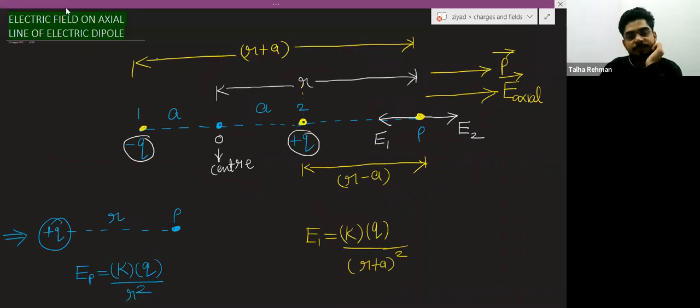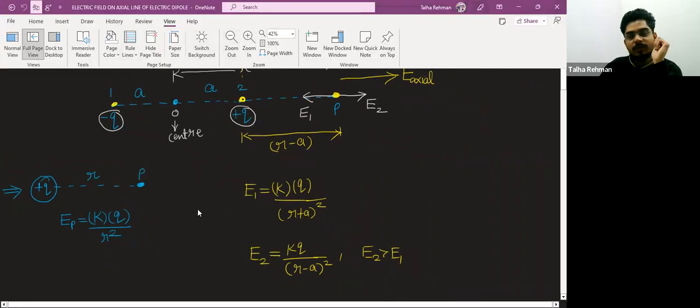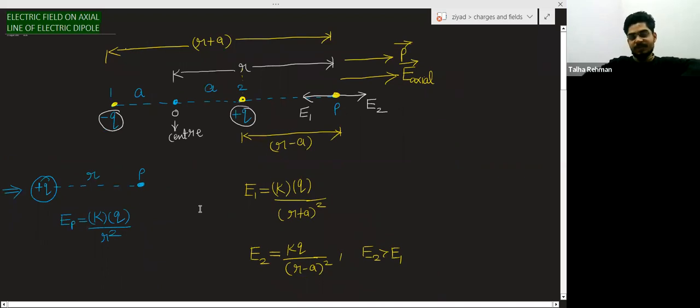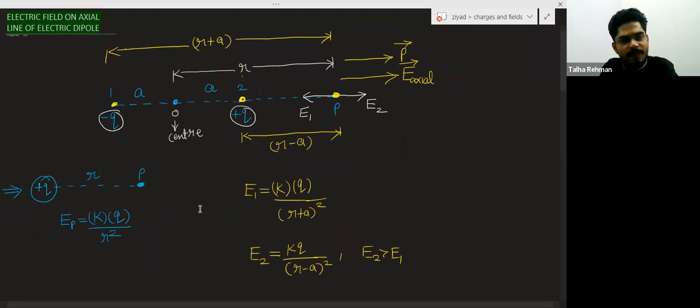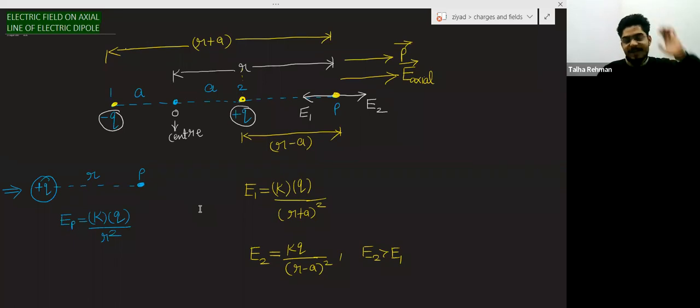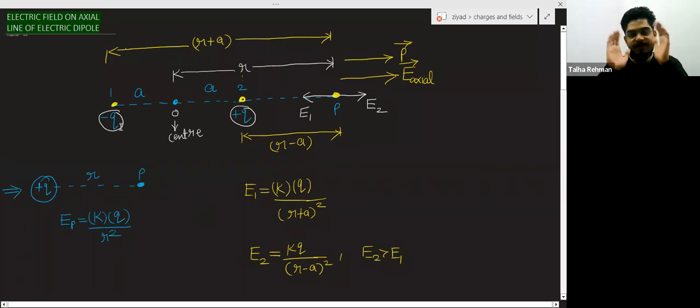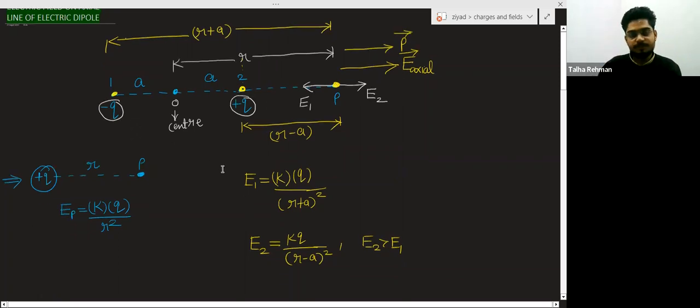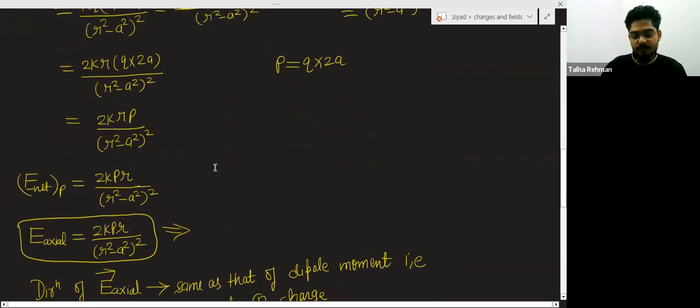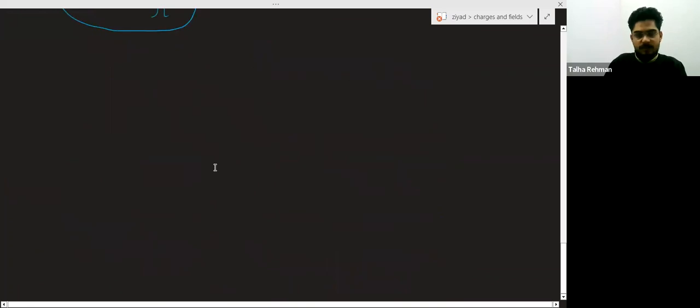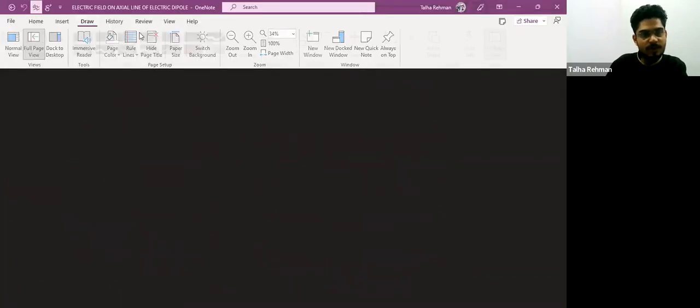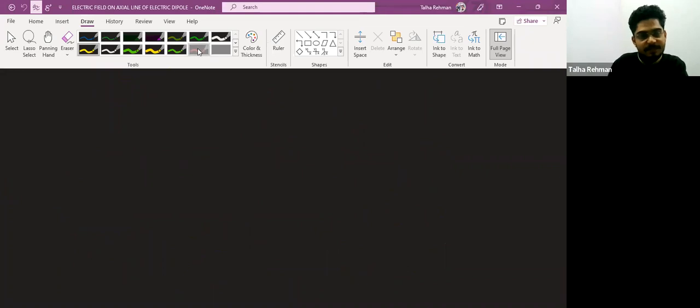So in this topic, this derivation may appear in the exam also. This is the electric field on the line of the electric dipole. So the basic idea I am giving you: first you should take one dipole. I can give you the basic idea of how to calculate that. If I calculate it fully, it will take much time.